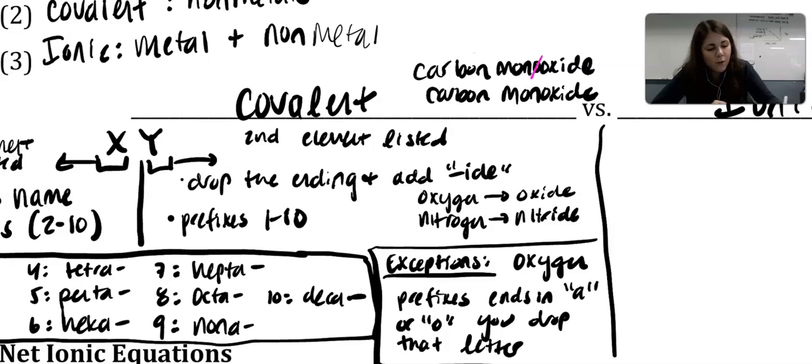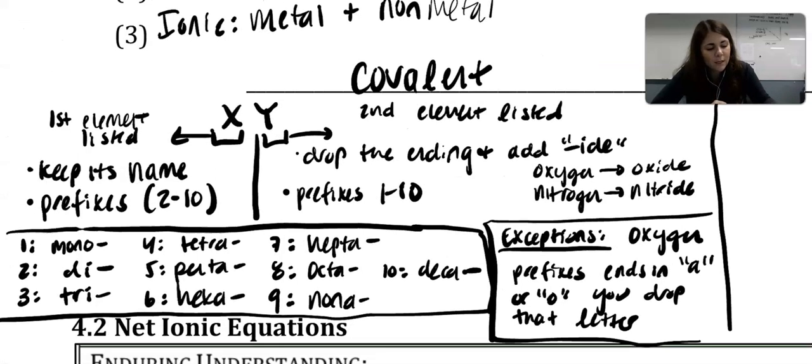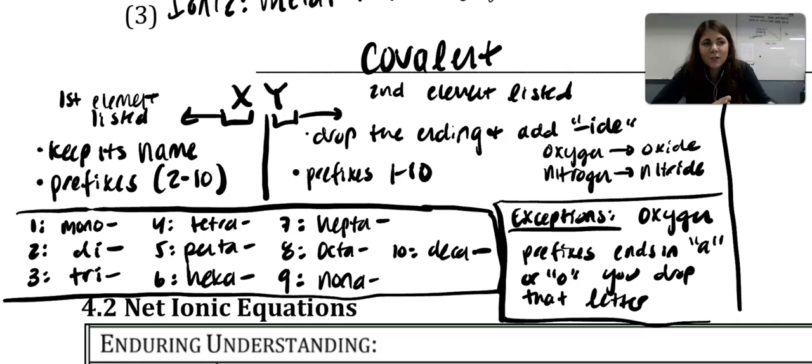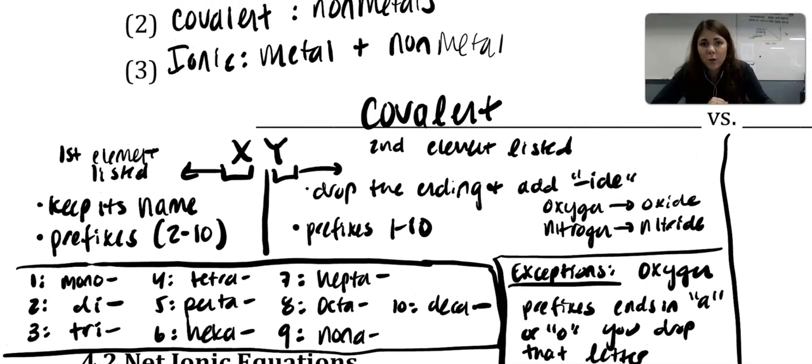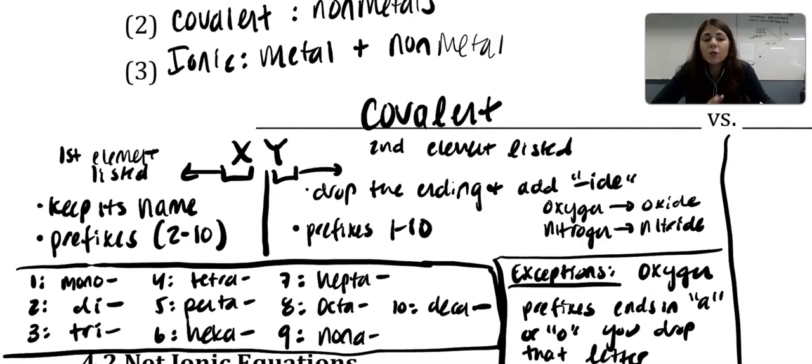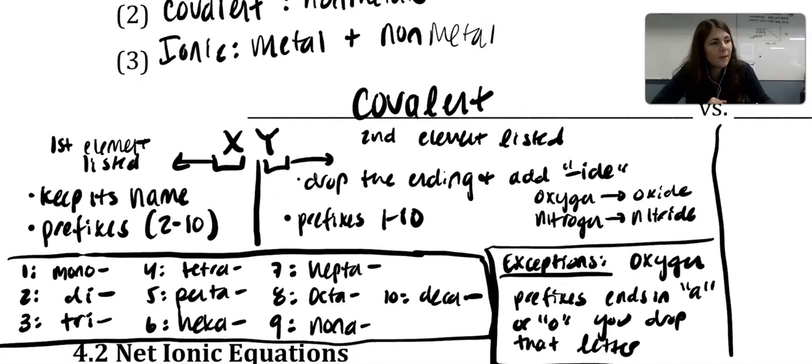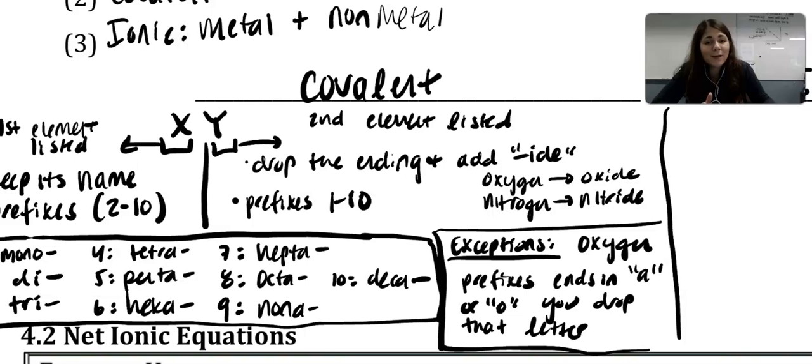Okay, so overall, based off those prefixes, the ones that oxygen doesn't change are di and tri, because those are I ending prefixes, but the O and A, you will drop that before adding it. Okay, and that's the quick rundown about covalent. Now let's talk about ionic.